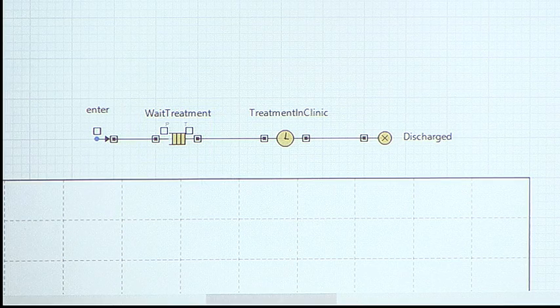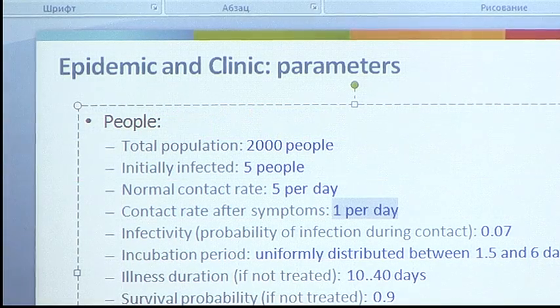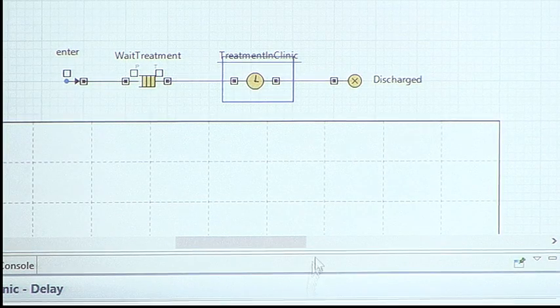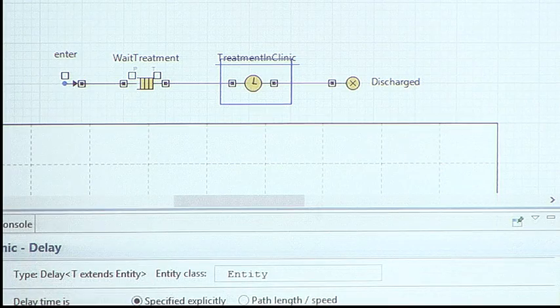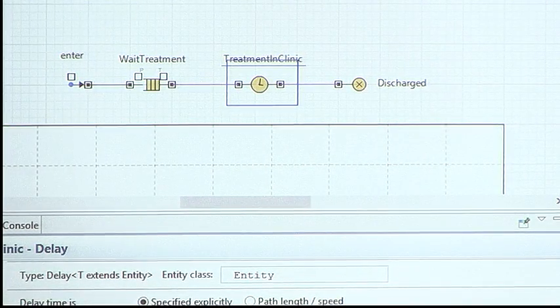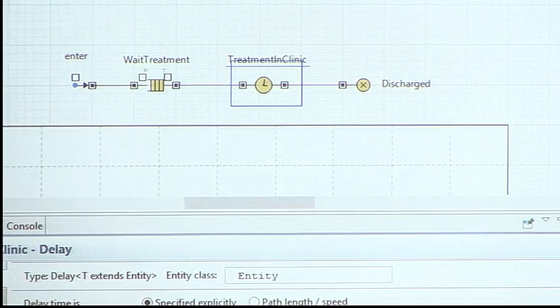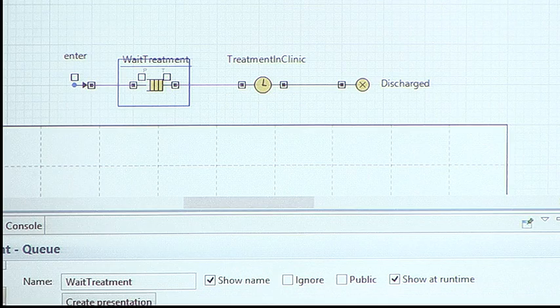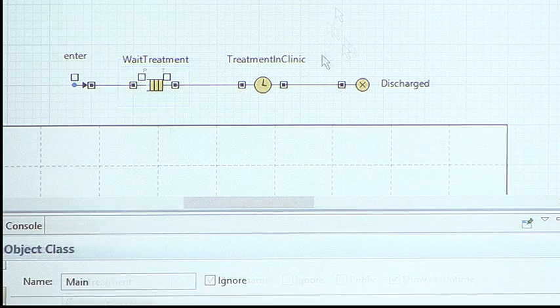Okay, the parameters. Bed capacity is, we have 20 beds in the clinic, and the treatment is deterministically 7 days. So the capacity of the delay treatment is 20, and the delay time is unconditionally 7. And we will just put the maximum capacity for the queue.